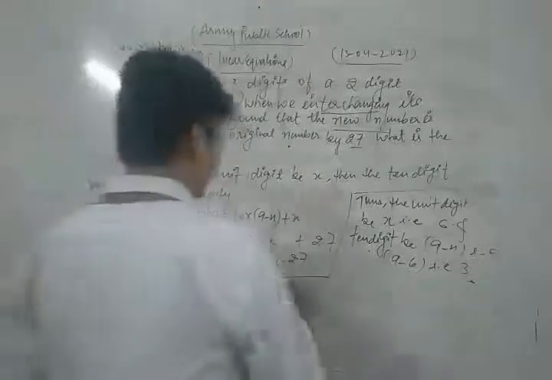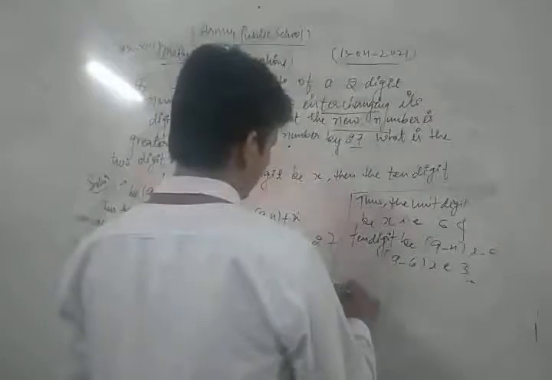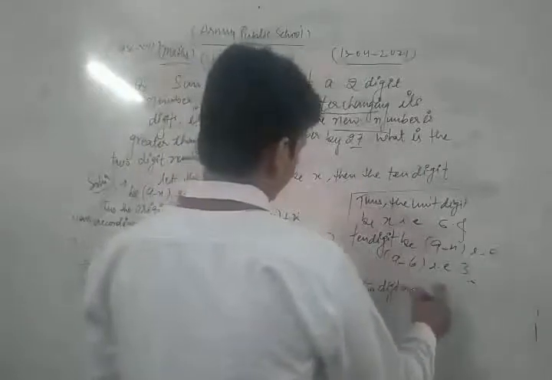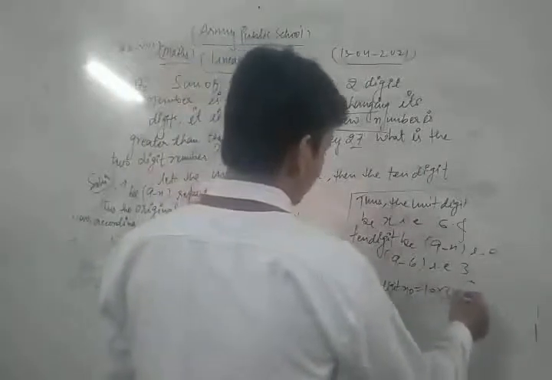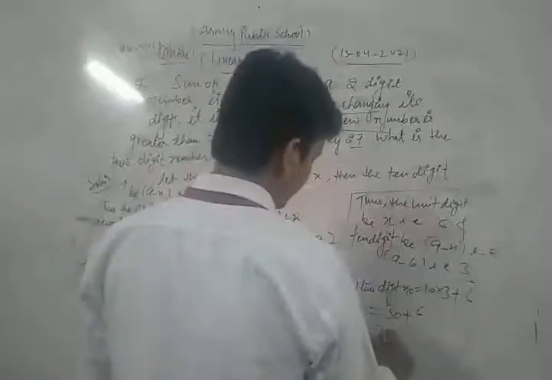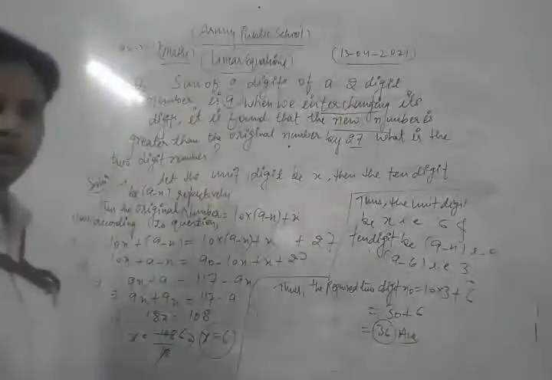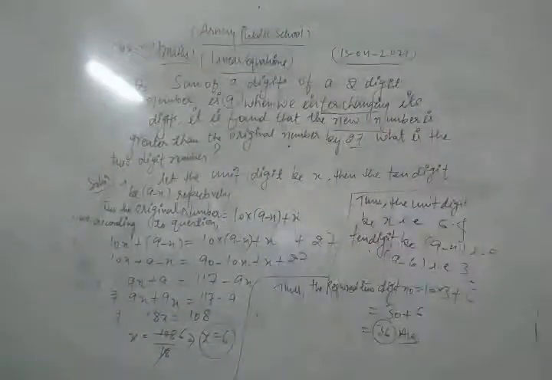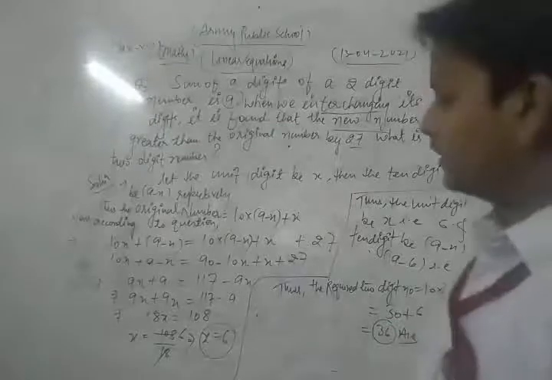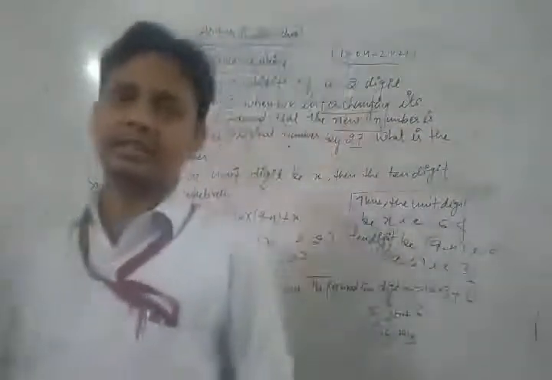Thus the required two digit number is equal to 10 into the tens digit, which is 3, plus the unit digit, which is 6. So 10 3s are 30 plus 6, which is 36. This is the required solution of the given question. Thus, dear students, in this way you can solve each and every question of your NCERT exercise based on this topic.